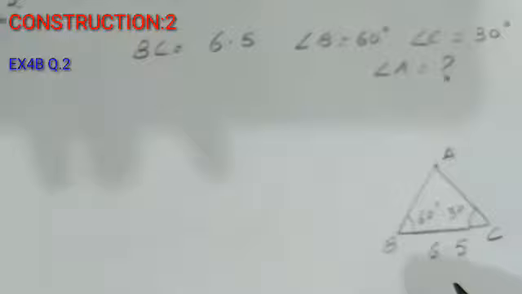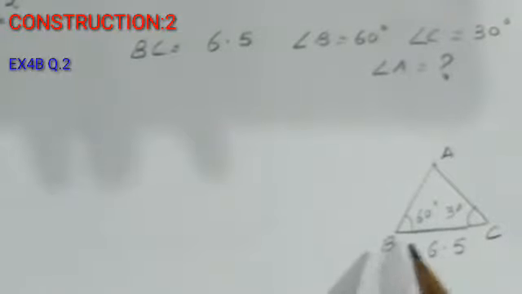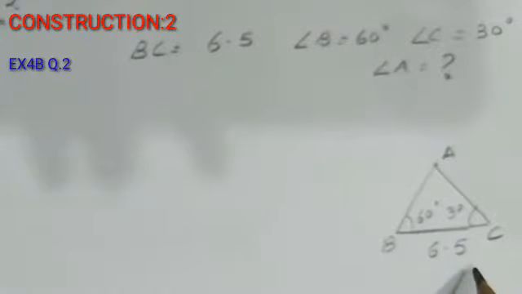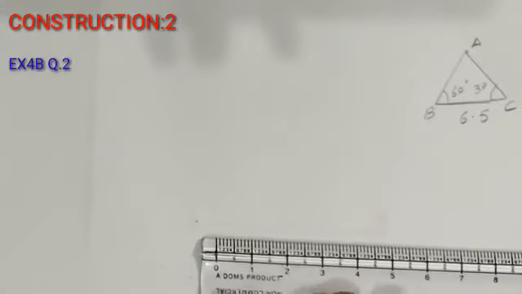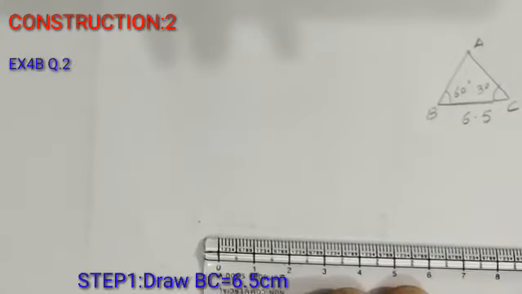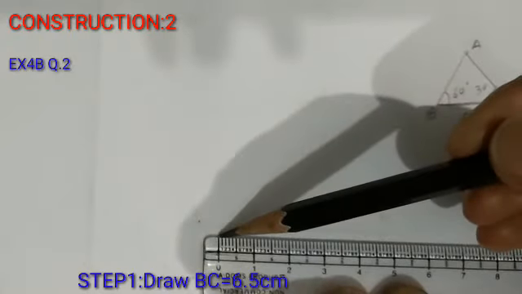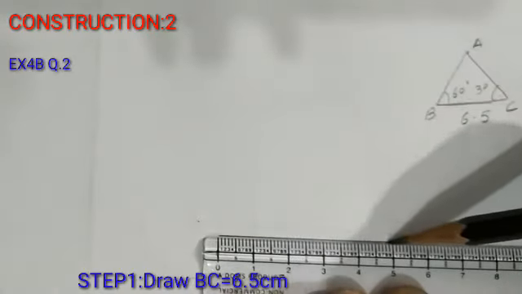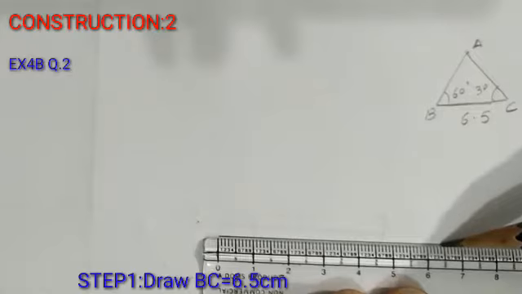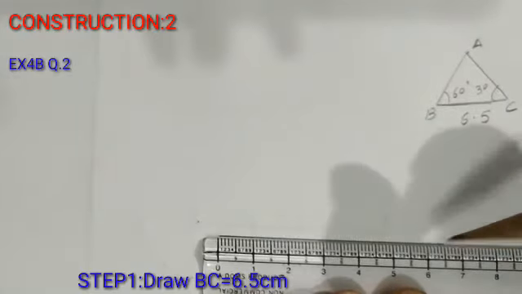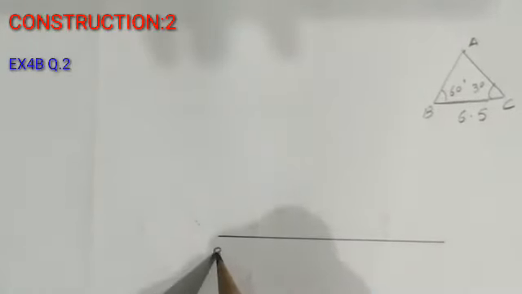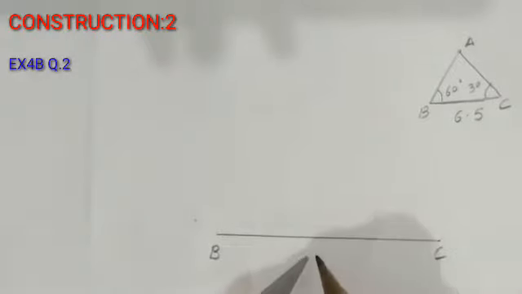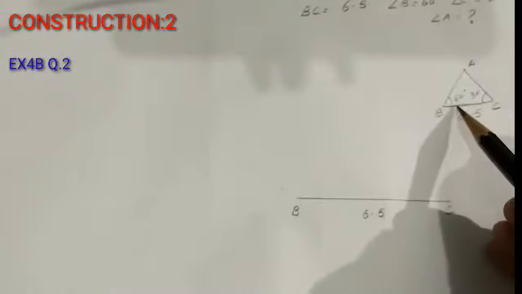So what is your first step? Draw a line segment BC of 6.5 centimeter. So let's proceed to step 1. Step 1, draw a line BC of 6.5 centimeter. Name it BC equals 6.5 centimeter. Step 2, angle B equals 60 degrees.